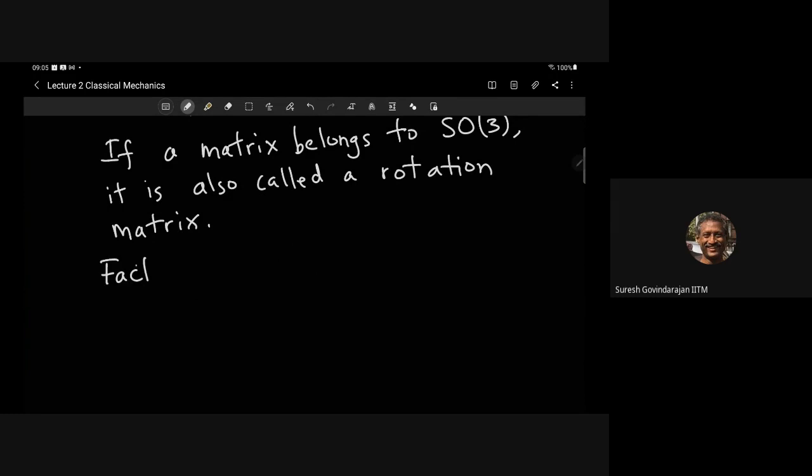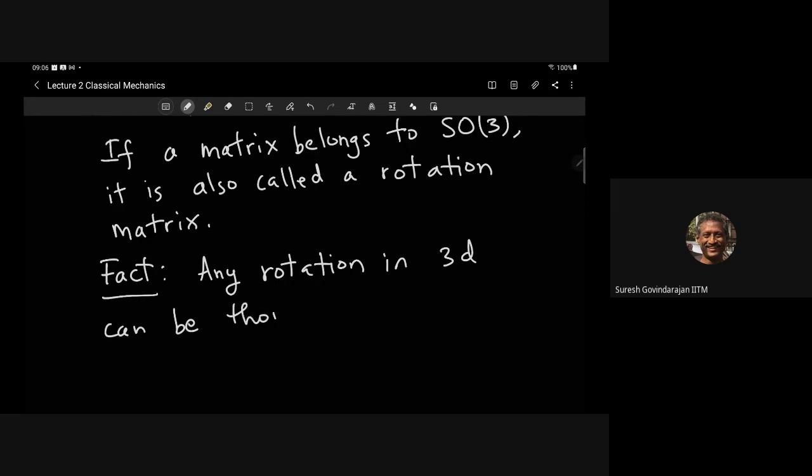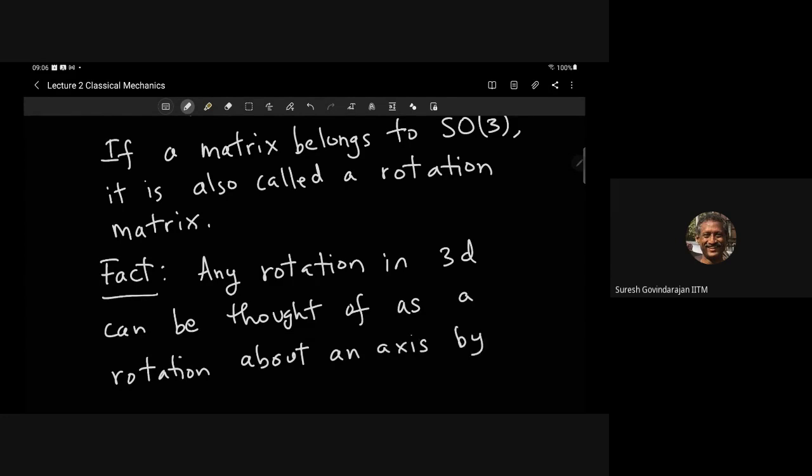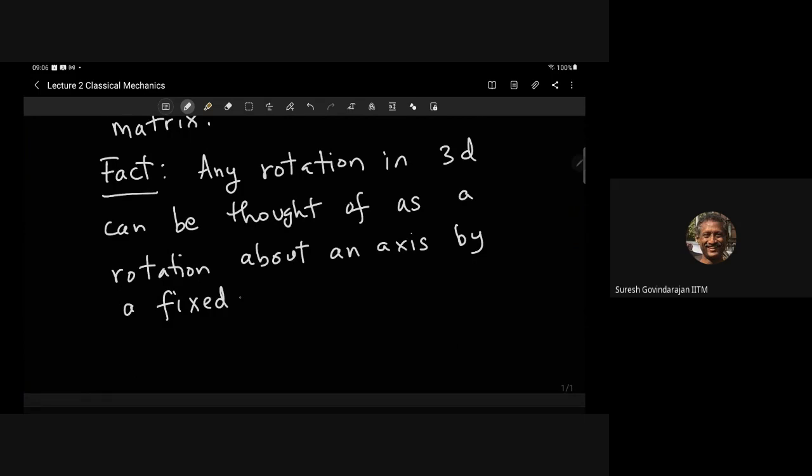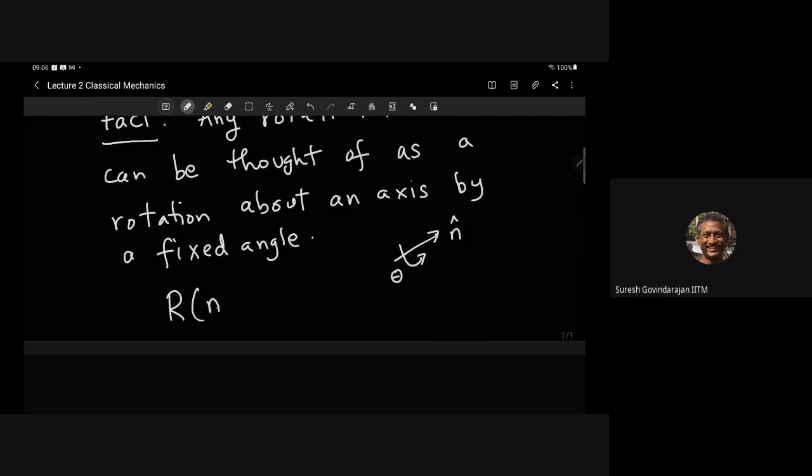That's a fact. Any rotation in 3D, that is n equal to 3, can be thought of as a rotation about an axis by a fixed angle. So what one has in mind is some picture like this. There is some axis along some unit vector, and that is rotated by some theta. So I will introduce notation like this.